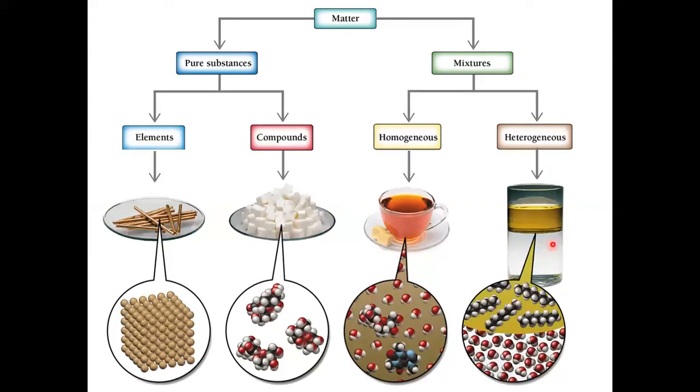Heterogeneous mixtures: we see two layers of matter in this cup, and the matter on the top is oil. The matter at the bottom is water. Therefore, it's heterogeneous. They are not uniform. The top and the bottom are different. And in a homogeneous mixture, top and bottom are the same. You cannot tell the difference with your naked eye.